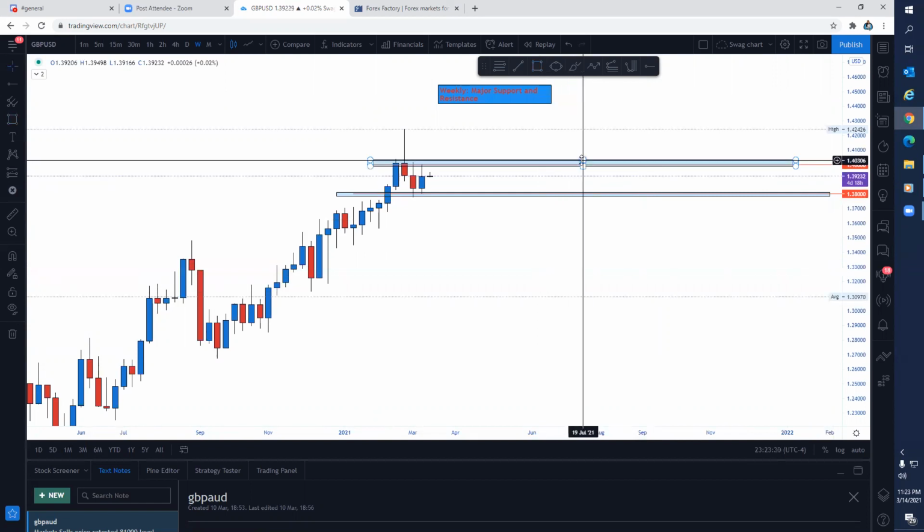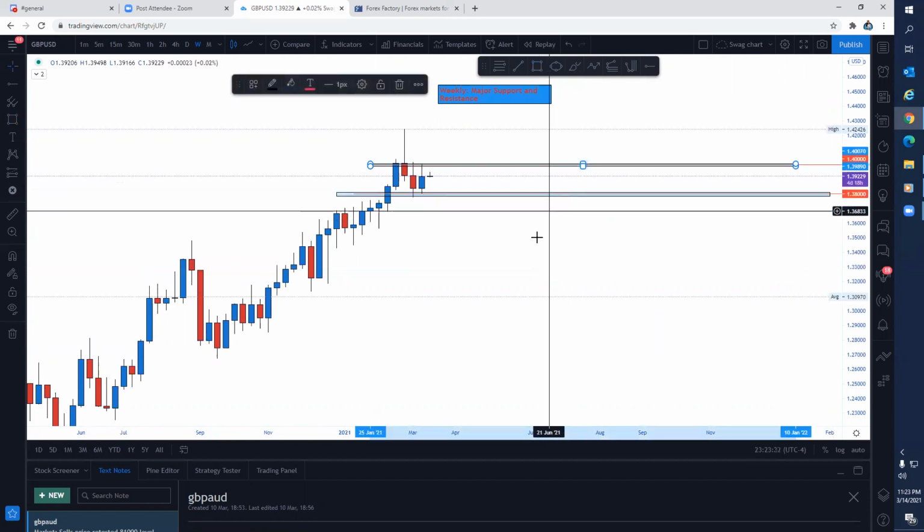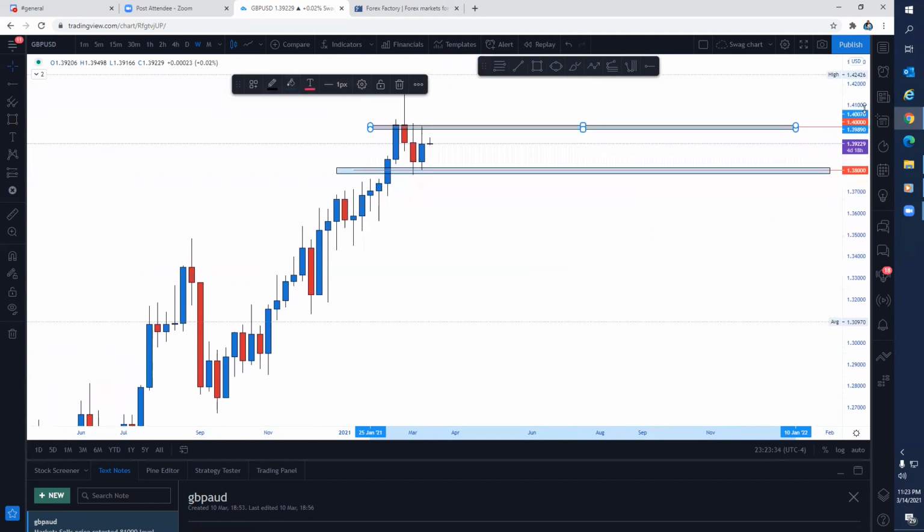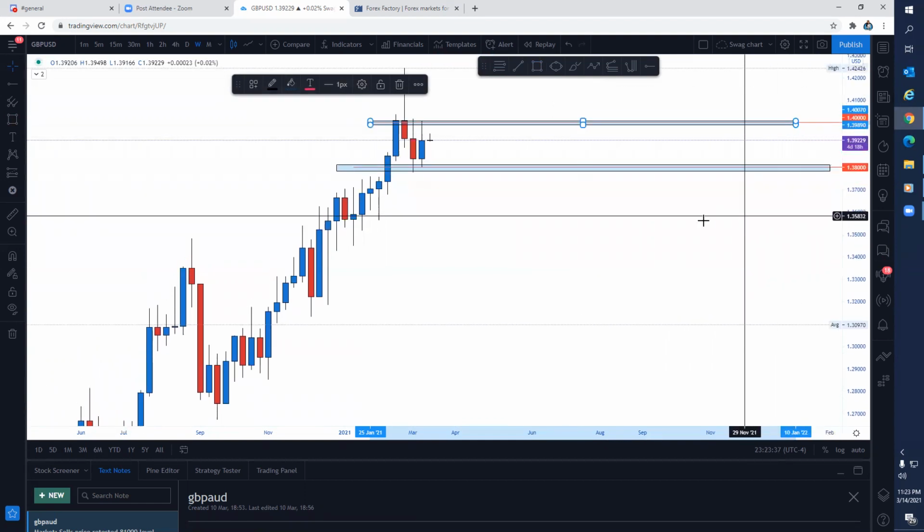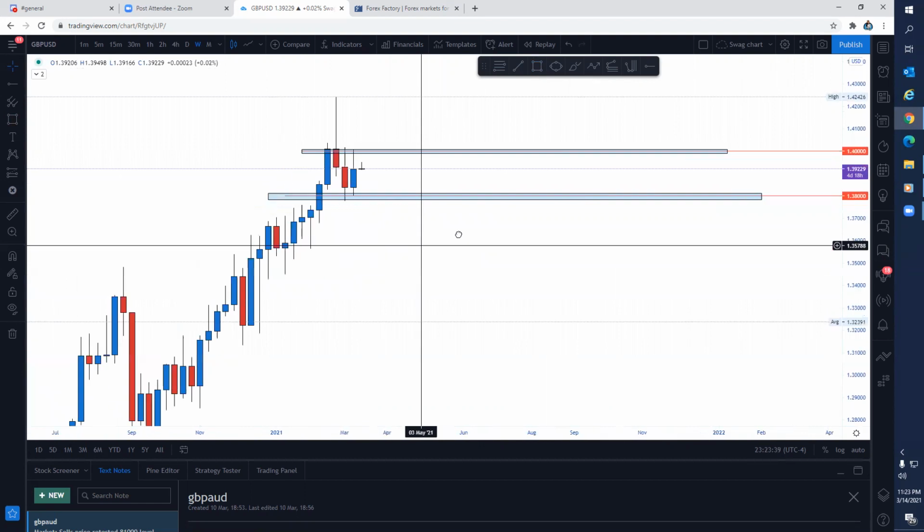All right, and I like my zones to be a little cleaner than this. So I'm going to just, there we go. All right, so this is what we're working with. 4,000 to 3,800. This is our zone this week.